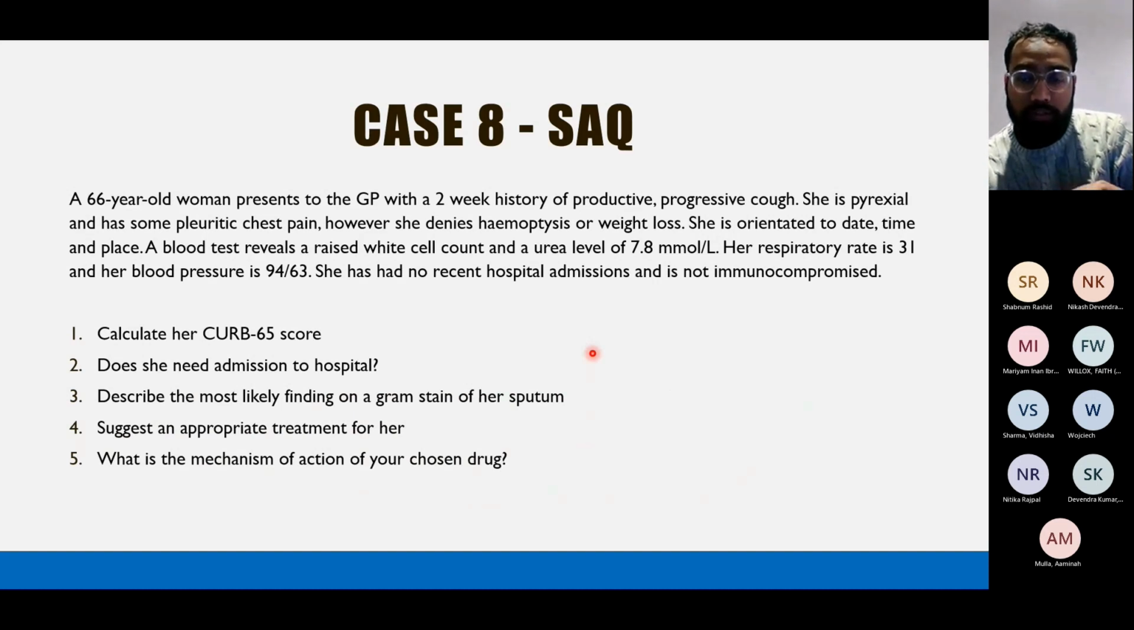It's a bit more of a difficult question. And then the last case is, so this is SAQ. You don't choose the most likely answer. You have to write the answers out. So this is testing your actual knowledge base.